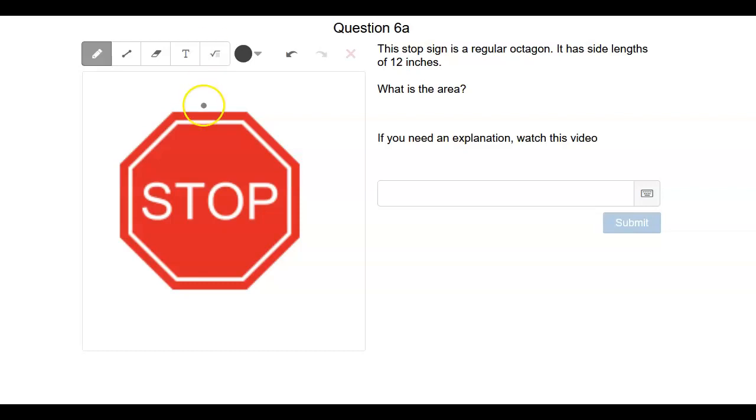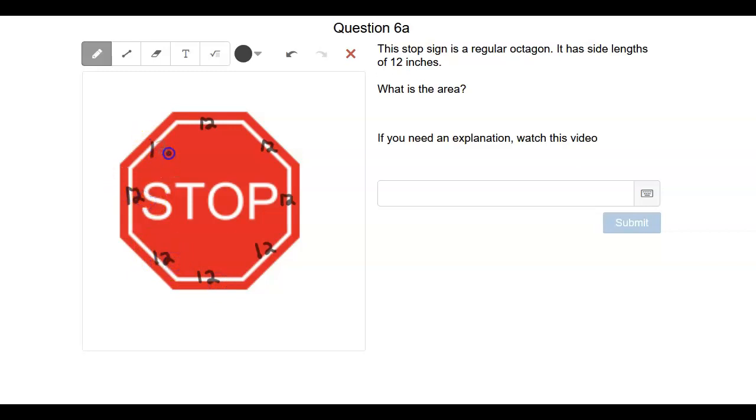Question 6a. The stop sign is a regular octagon. It has side lengths of 12 inches, and we are tasked with finding the area for this one. So if it's a regular octagon, then what we know is that all of the angles and all of the side lengths are the same. So all of these side lengths in here, 12, 12, 12, 12, 12, 12, 12, 12.